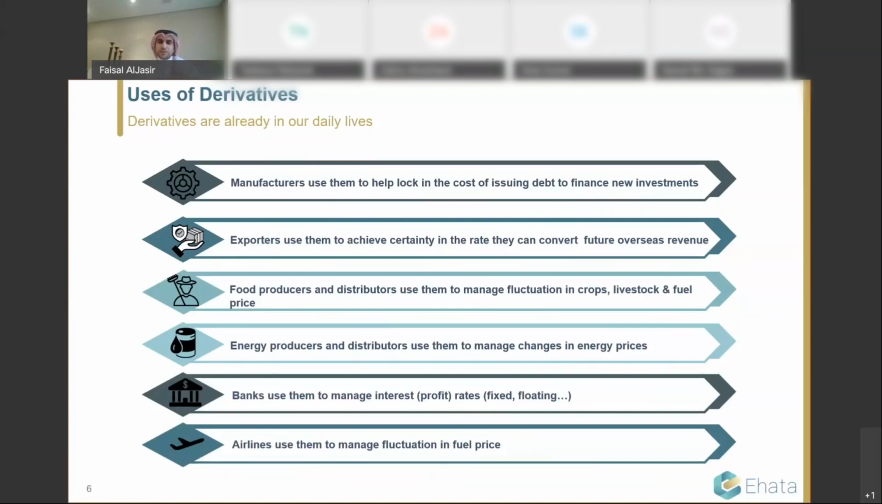Airlines use them to manage fluctuation in fuel price. Fuel, as some of you may know, constitutes around 30% of total airline expenditure in a given year, and I can say it's common for airlines to hedge fuel purchases well in advance. That's why we see airlines have the opportunity to expand at times of high fuel prices, and at the same time not benefit when fuel is cheap. So as you can see, there are a lot of uses for derivatives in our daily lives.